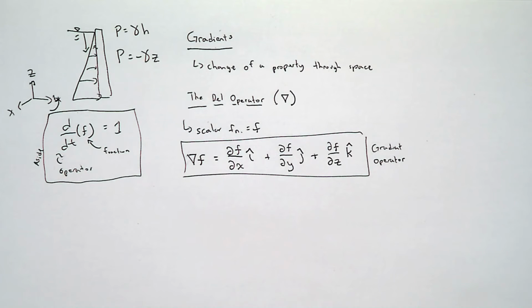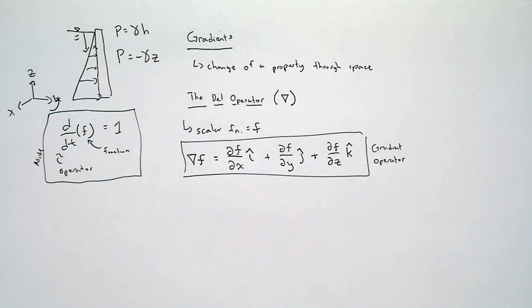also known as the del operator, also known as nabla. The gradient operator, when we apply it to any scalar function, gives us the change of that scalar function with respect to space. It has to be very clear: the gradient operator can only be applied to scalars. But the result, the output, is going to be a vector.